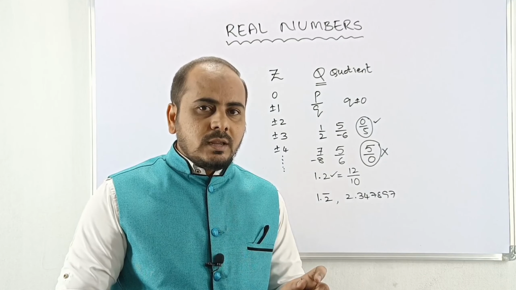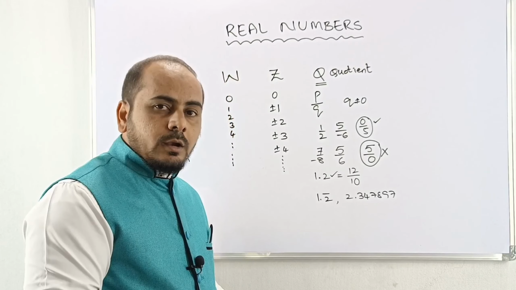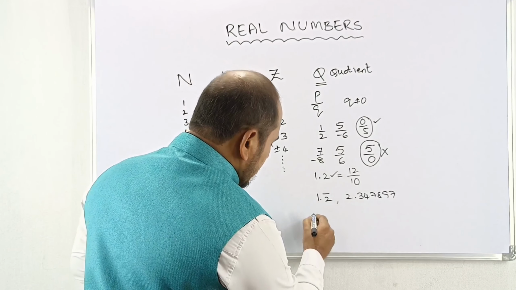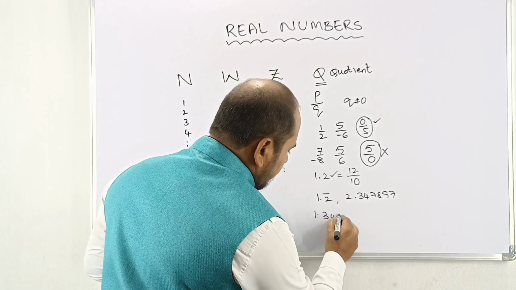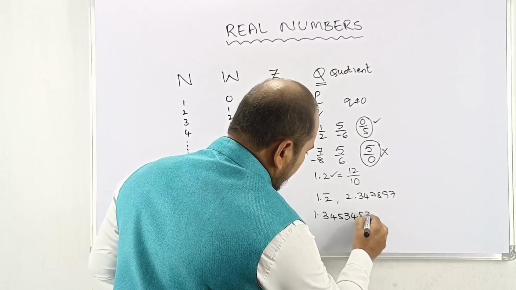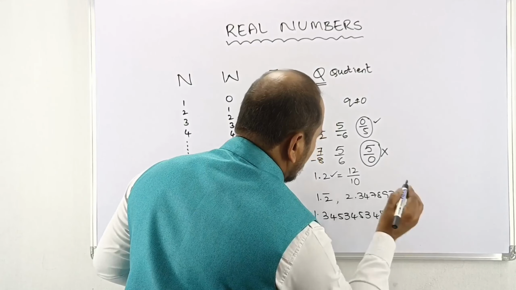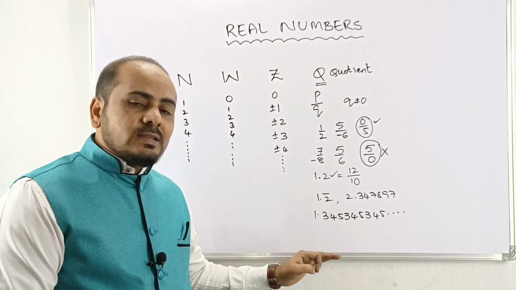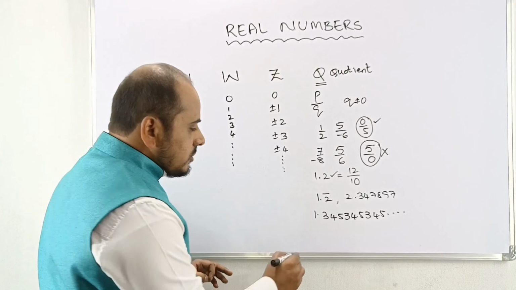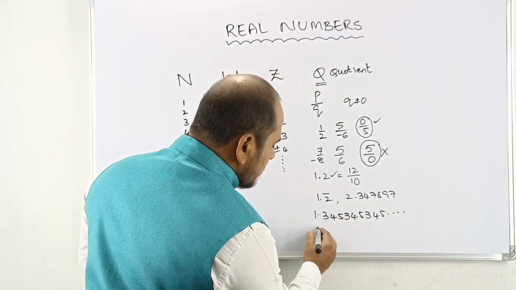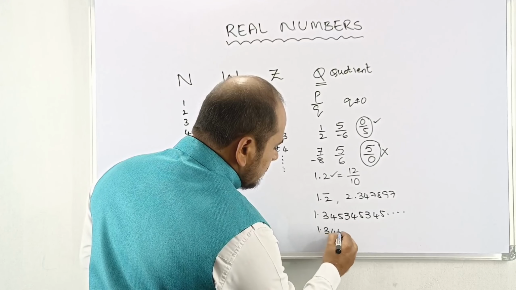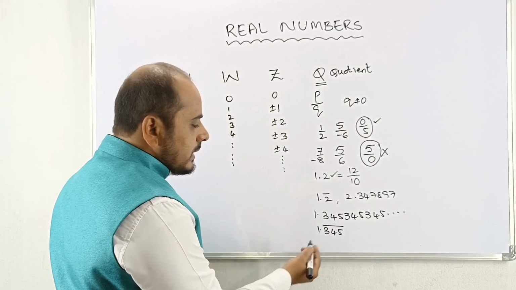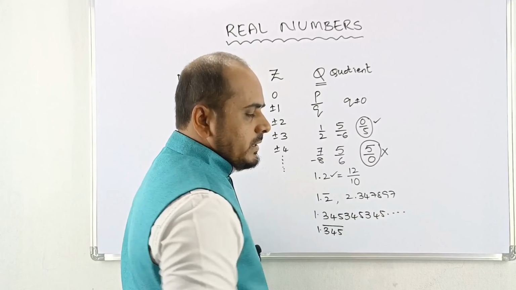Now any doubt here? No doubt at all. Now we shall take some more examples, my dear, like 1.345, and so on. If the question is in this form, is this a rational number? Yes, my dear, this is also a rational number, because this continuous number can be written as 1.345 with a bar, because these three numbers are repeating.